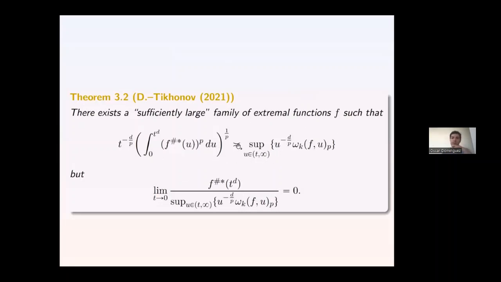So the proof of this result takes some pages, because note that in order to obtain these statements, you need to control at the same time for the function f, the modulus of smoothness, and the sharp maximal function. And in general, this is quite challenging, but in the paper you can see the details.